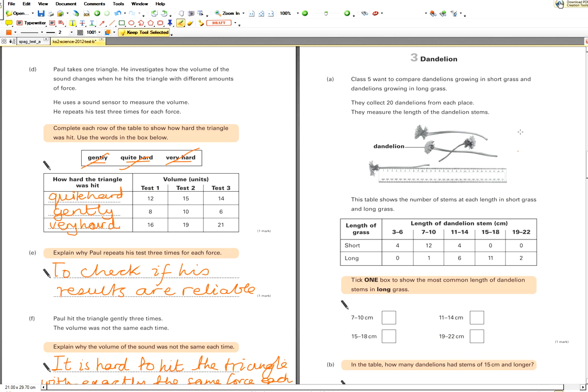Class 5 went to compare dandelions growing in short grass and dandelions growing in long grass. They collected 20 dandelions from each place. They measured the length of the dandelion stems. This table shows the number of stems at each length in short grass and long grass. So they've ordered it for us by length. It says tick one box to show the most common length of dandelion stems in long grass. In long grass, which is the most common?